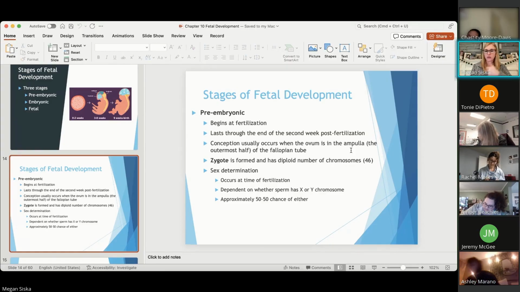And like I said in our very first lecture, the sex is already determined, because each sperm either has an X or a Y chromosome, and then it meets with that X egg. I already mentioned there are some variations to that, but right now we have determined the sex of this developing little zygote.